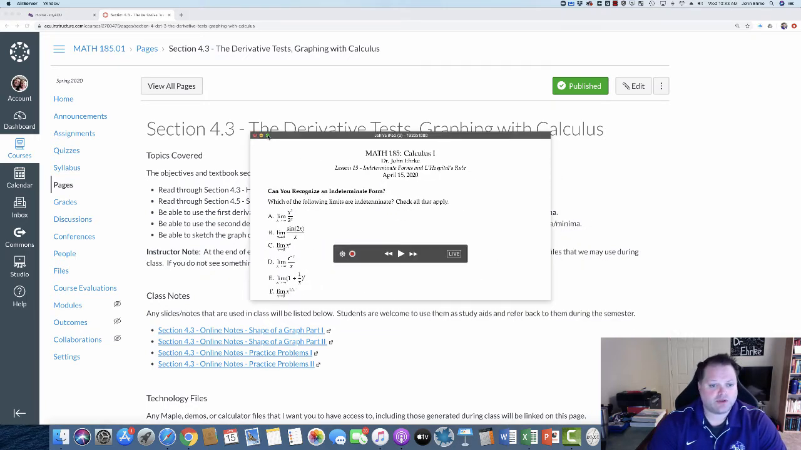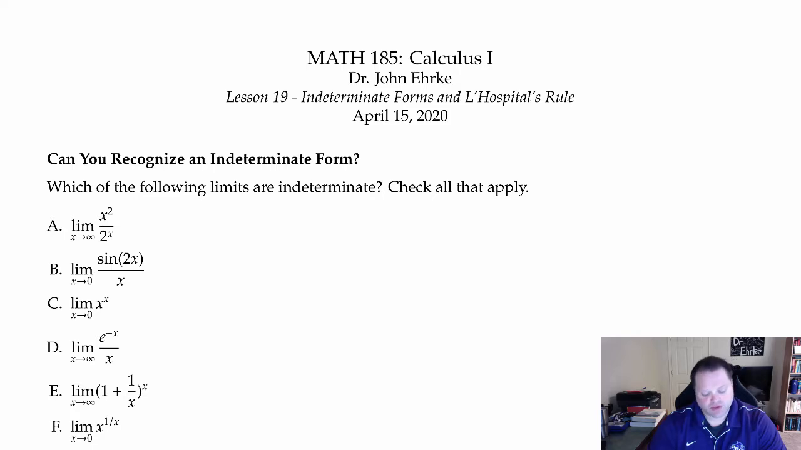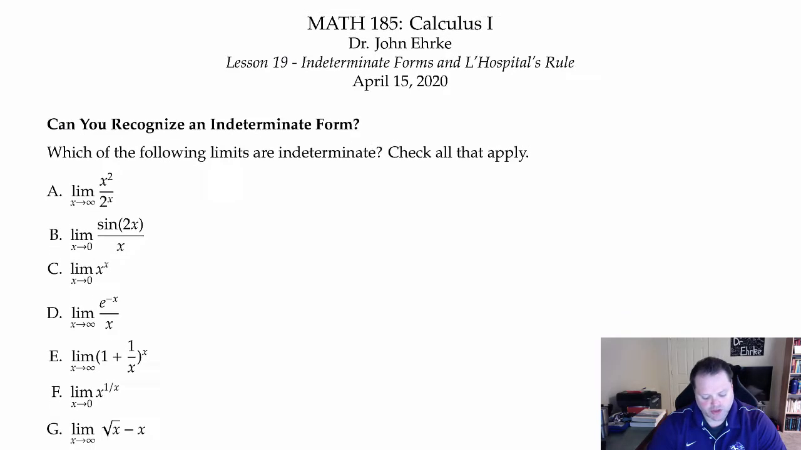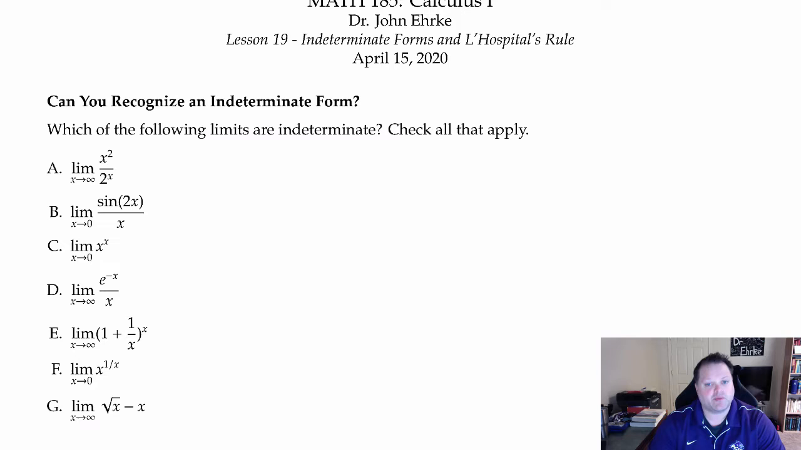All right, so I want to start with a very simple question, but it'll turn out to be a very important question in the grand scheme of what we're going to talk about today. And that is, which of the following limits are indeterminate? Now, we've talked about indeterminate forms a little bit this semester, but we're going to formalize that today and discuss exactly what it means to be indeterminate. Remember, an indeterminate form is any form upon plugging in the limit where you're unsure of what the answer is.